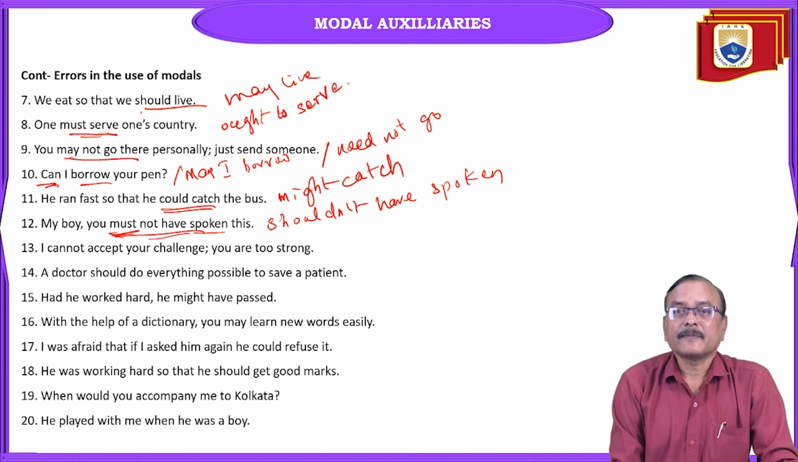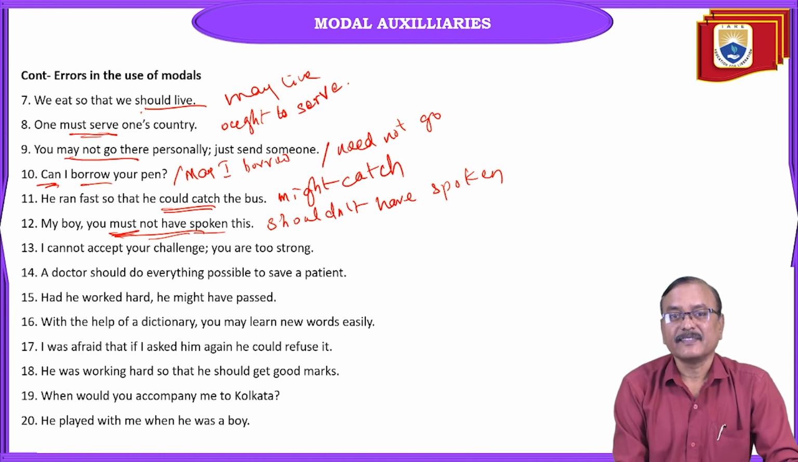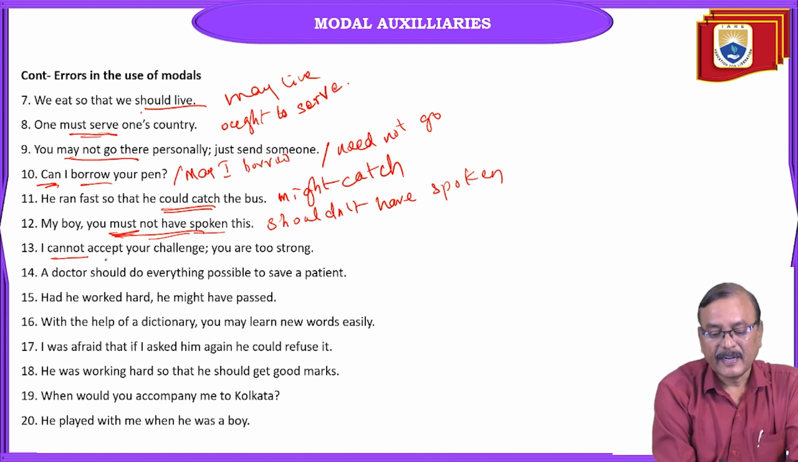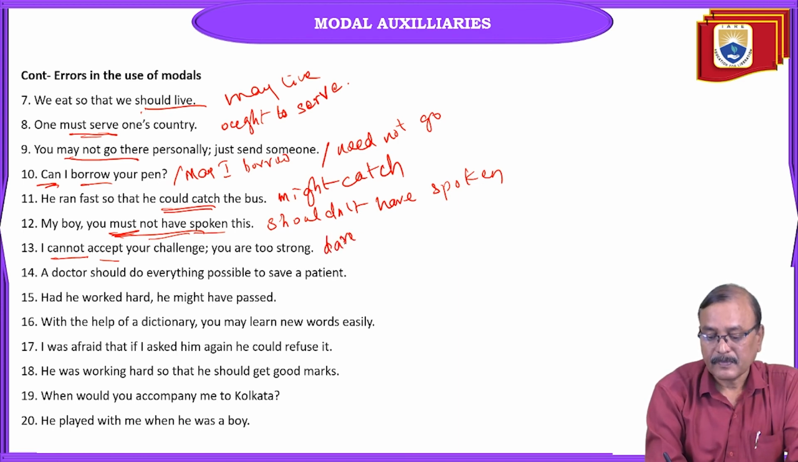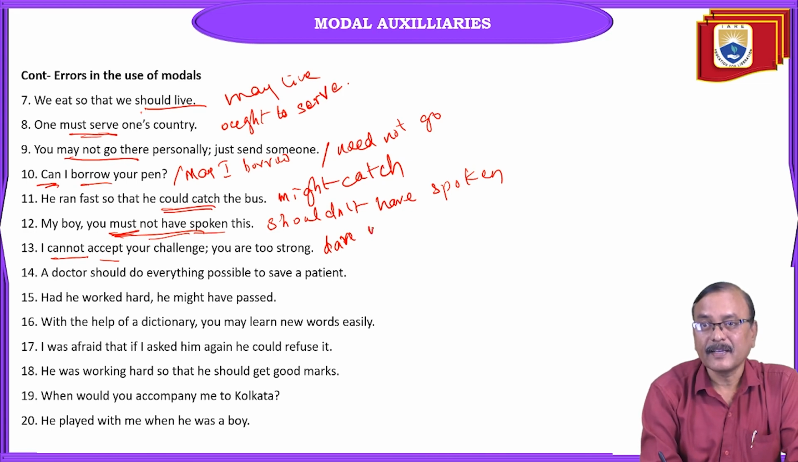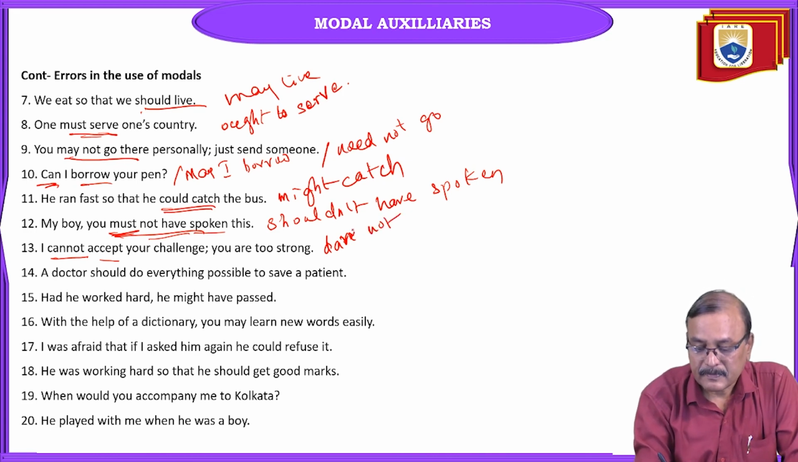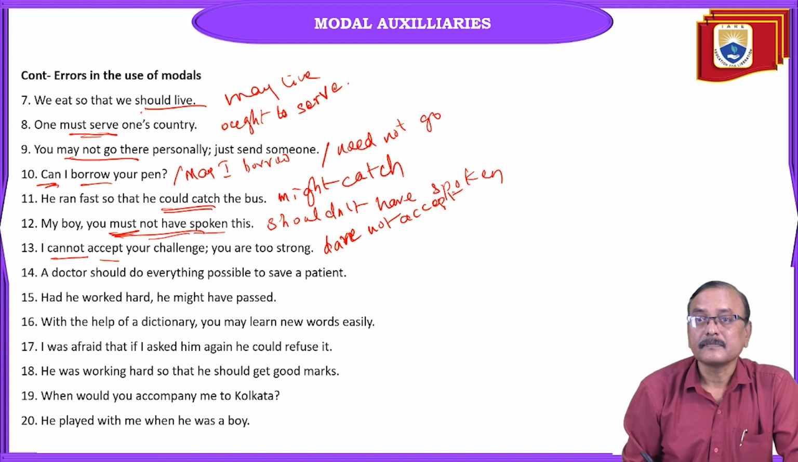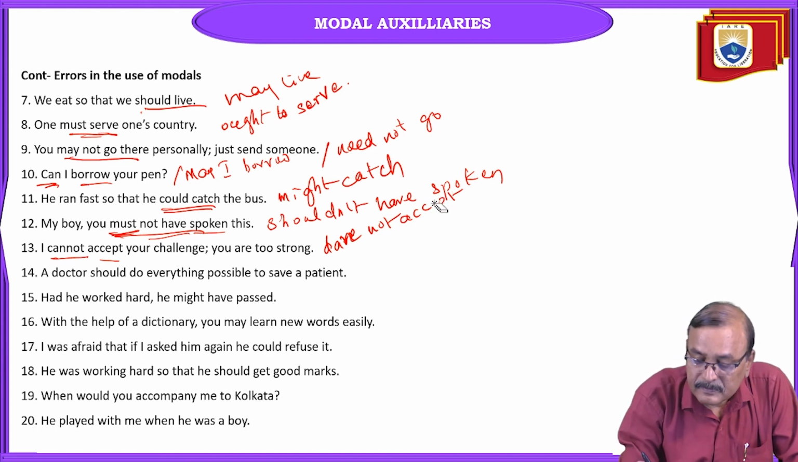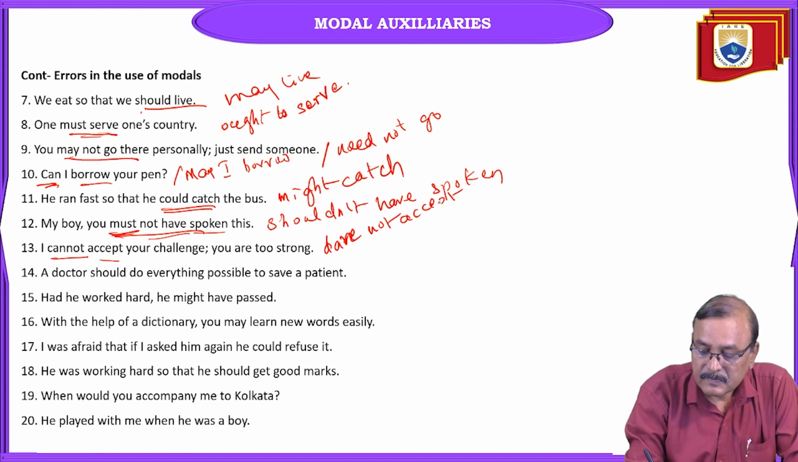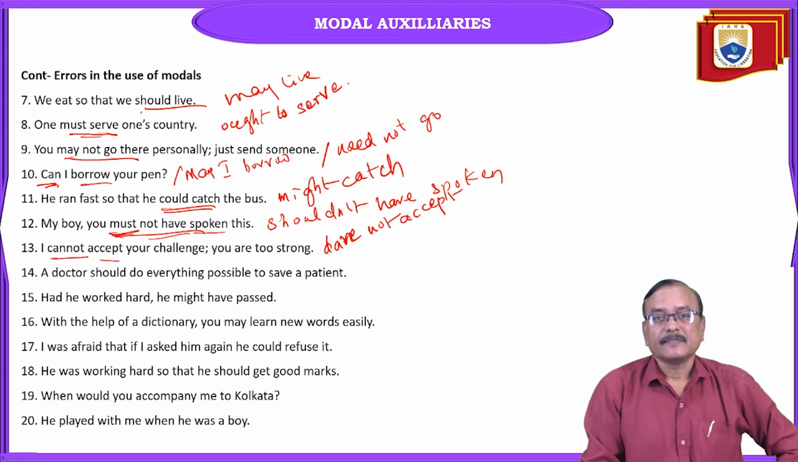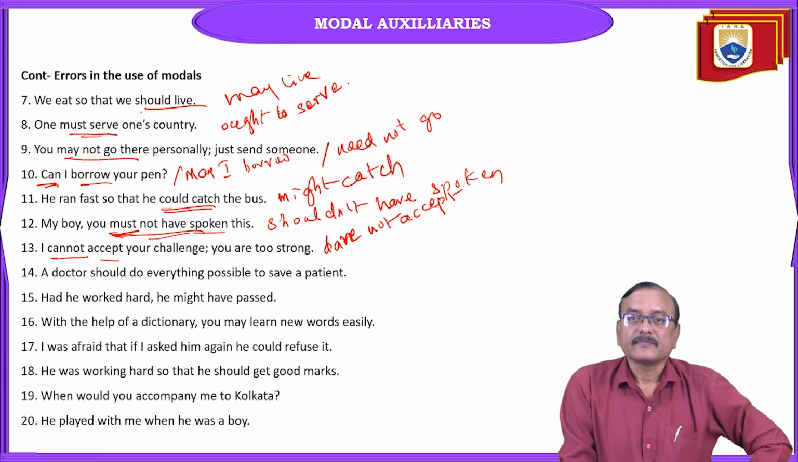Next, I cannot accept your challenge. You are too strong. So when facing something, instead of cannot, you better say dare not. I dare not accept. Dare not plus V1 form. I dare not accept your challenge. Facing something, just use dare not. Okay.